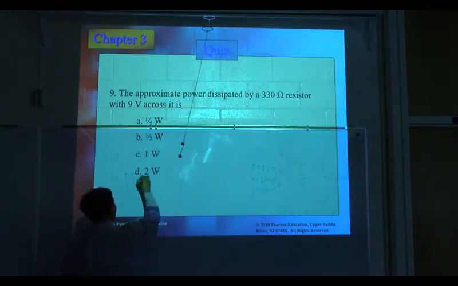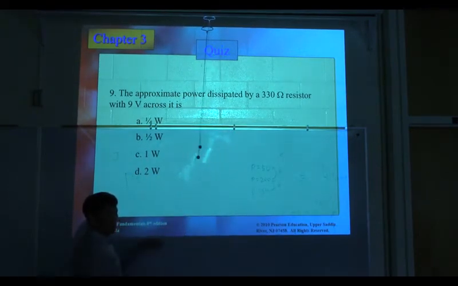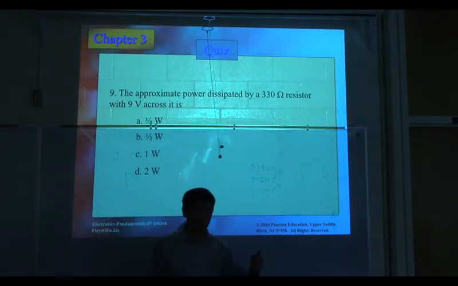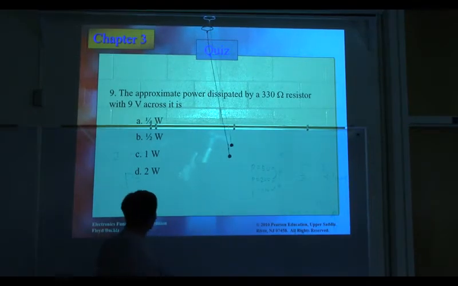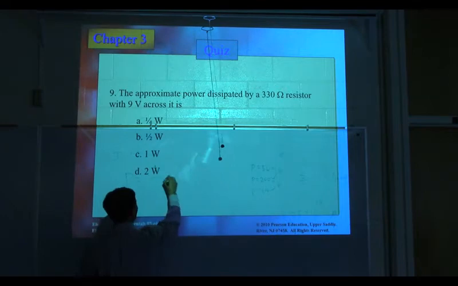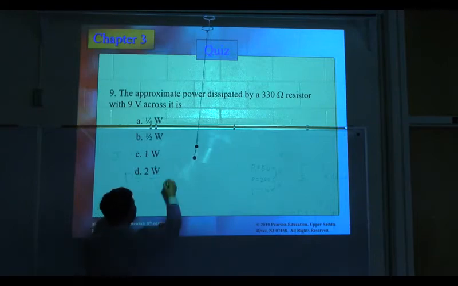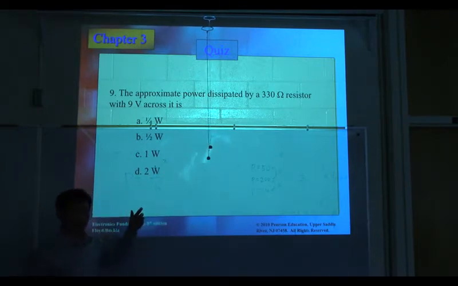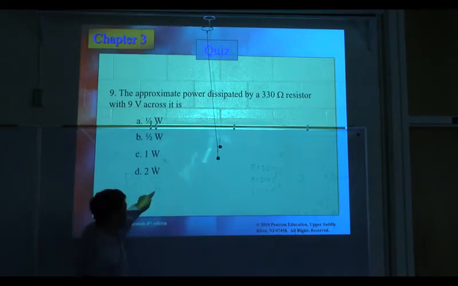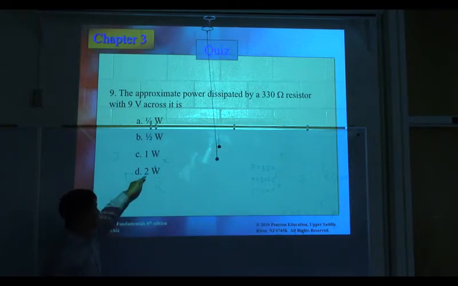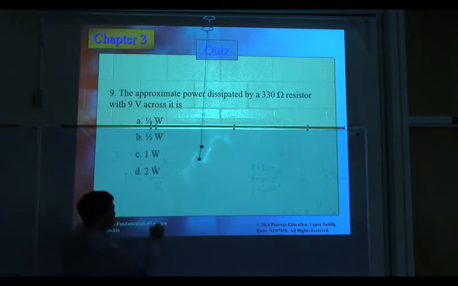Again, for the power, we should choose the correct formula. We know the voltage, we know the resistance, so we should use this one. For the power, that will equal V squared over R. So the relationship between voltage, resistance, and P is this. That is only for this one.